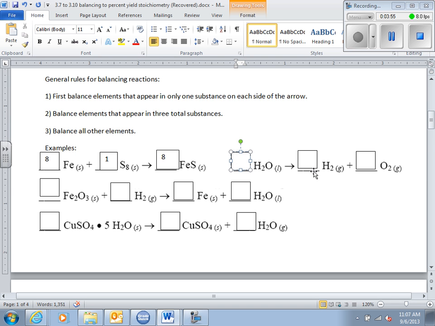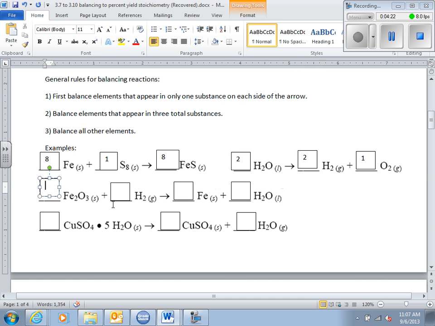Let's go to this one. You can pause this and do these all on your own if you'd like to just try. So the H's look like they're balanced, but the O's, there's 1 O here and 2 O's there. So what do I need here? I need a 2 and a 1 there. And now the H's. So here I have 2 times 2 is 4 H's. So how do I make this 4? I put a 2 in there.